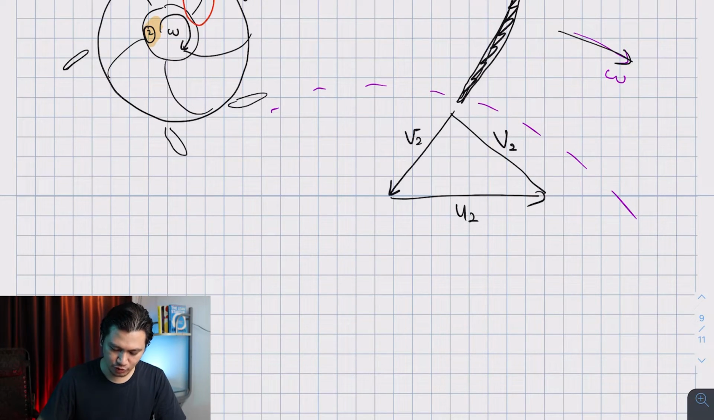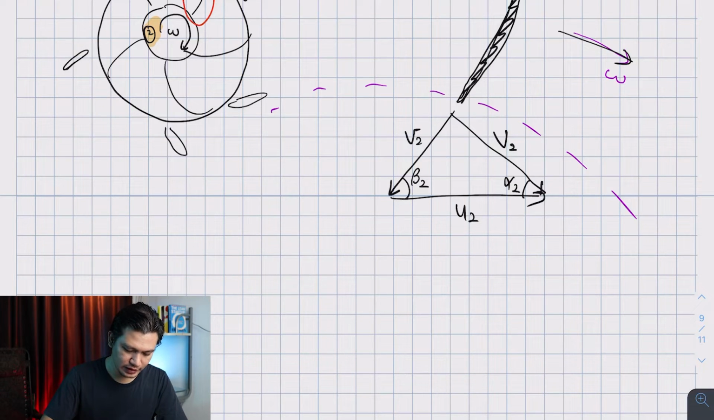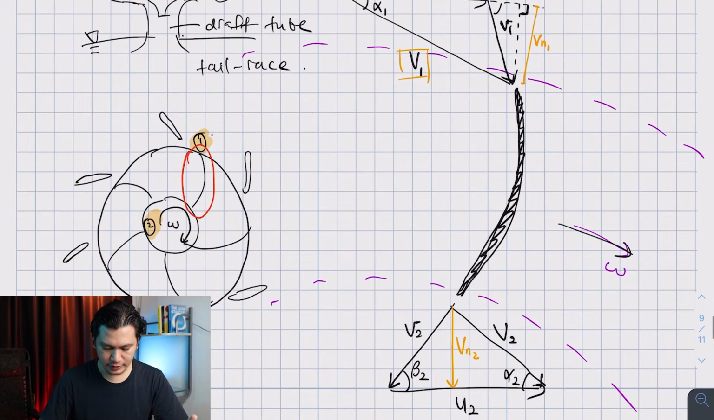And as usual, between the absolute and blade velocity, you have the alpha 2, and between the relative velocity and the blade velocity, you have the beta 2. Of course, for a triangle that looks like this, it's quite easy to determine where your Vn2 and Vt2, the normal and the tangential components, are. So this is obviously V normal 2, and this is obviously Vt2. So that's it, guys. That is your inlet velocity triangle and also the exit velocity triangle.